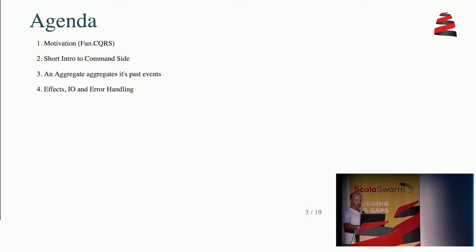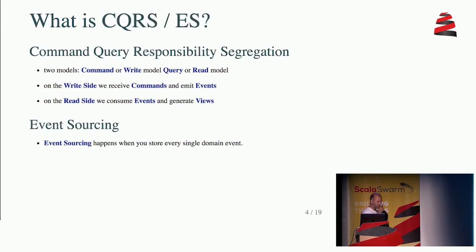And then we go about what is an aggregate, and what is the impact of having effects, I/O, on your application and on the functions that we'll have a look into. So, you know, CQRS is about having two models, a very short introduction.